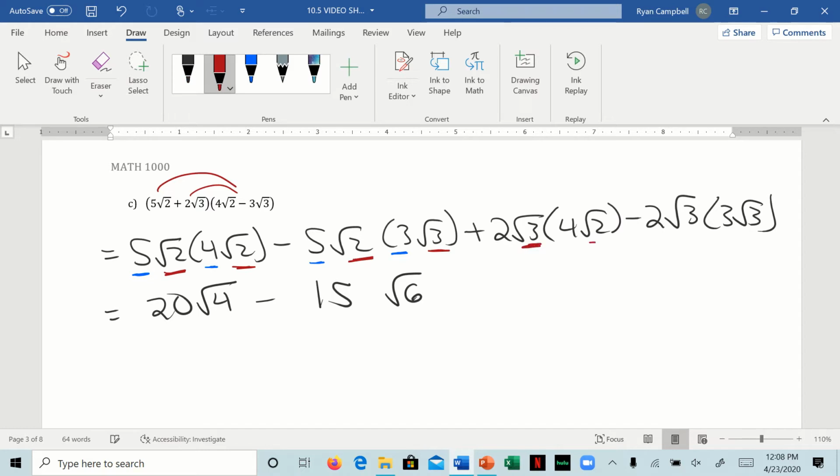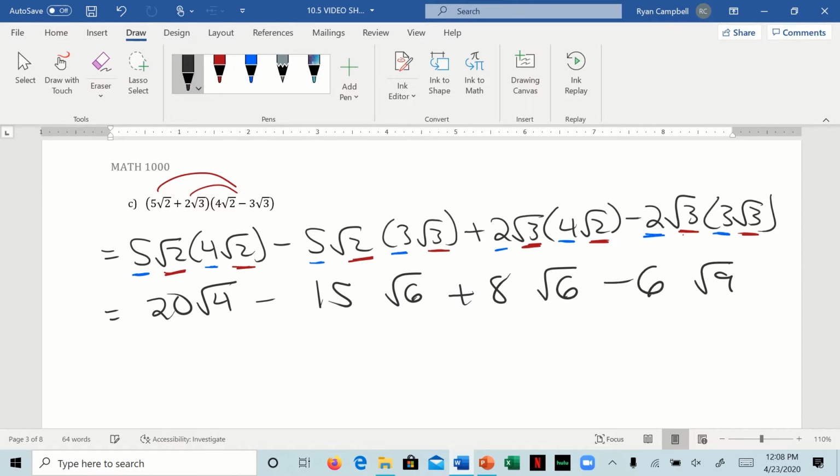Square roots, square root of 3 times square root of 2 is square root of 6. Coefficients, 2 times 4 is 8. And then same root, square root of 3 times square root of 3 is square root of 9. Negative 2 times 3 is negative 6.